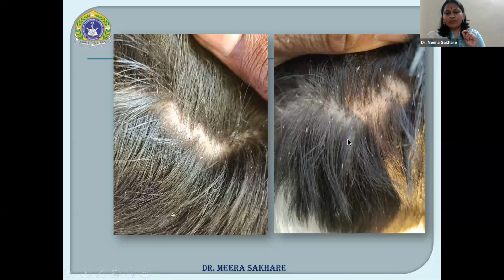Once you go for a close examination, with the help of the torch of a mobile or some light source, we can easily see the small structures which are moving on the hair follicle or on the hair surface of the animal. So the examination of hair in the opposite direction is necessary.